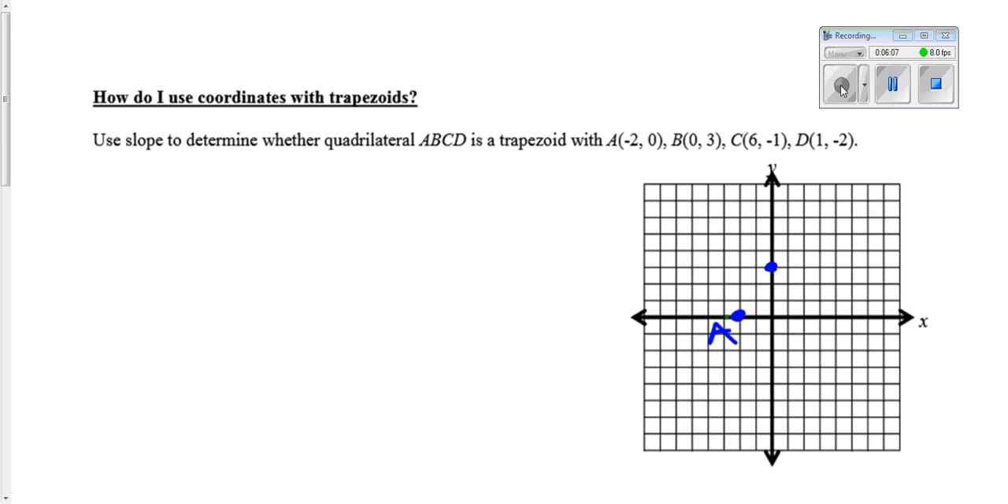B is at 0, 3. C is at 6, 1. Sorry, 6, -1. And then D is at 1, -2. I'm going to draw it. Well, it's four-sided, so that's a good start.